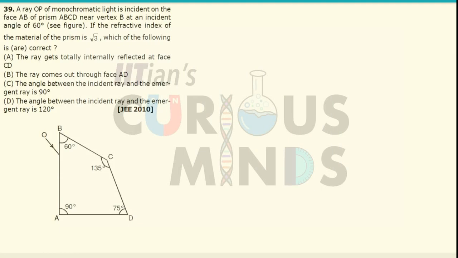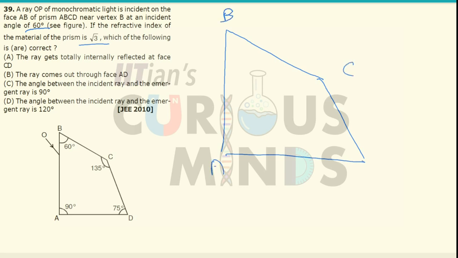A ray of monochromatic light is incident on the face AB of the prism ABCD near vertex B at an angle of incidence 60 degree. If the refractive index of the material is √3, which of the following are correct? If I draw a zoomed in diagram of the same part over here, it will look somewhat like this. This is B, this is A, this is C, and this is D.